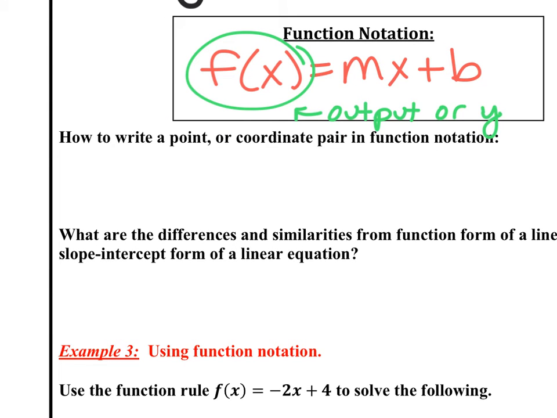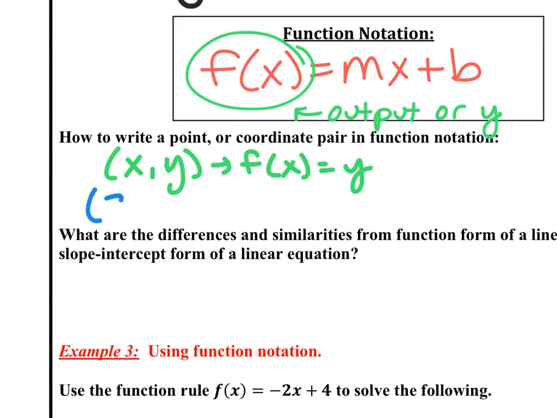If we want to write a point or coordinate pair in function notation, so we're taking something that's (x, y) and we're moving it to f of x equals y. Here's an example of that.